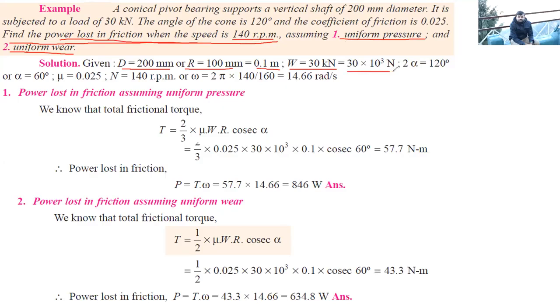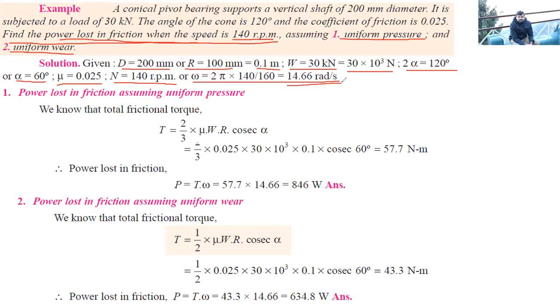We'll write it in terms of Newton. 2 alpha is 120 degree. So alpha will become 60 degree. Now this mu is equals to 0.025. This is given. N is 140 RPM. So it is converted into omega by 2 pi n by 60. So omega comes out to be 14.66 radians per second.